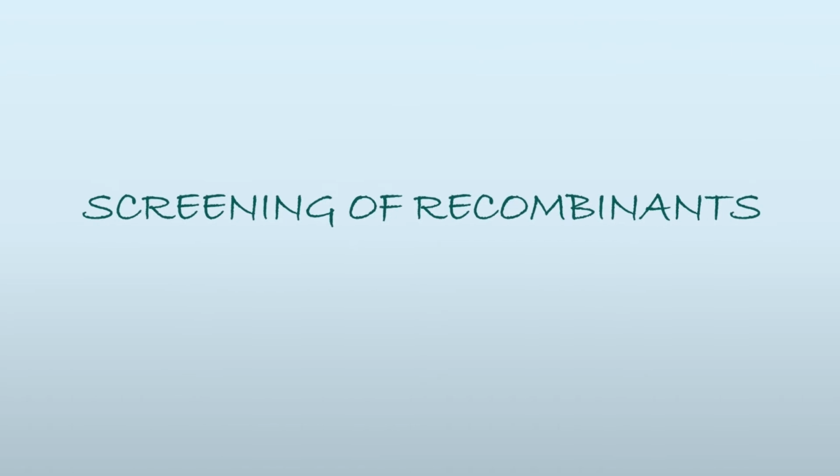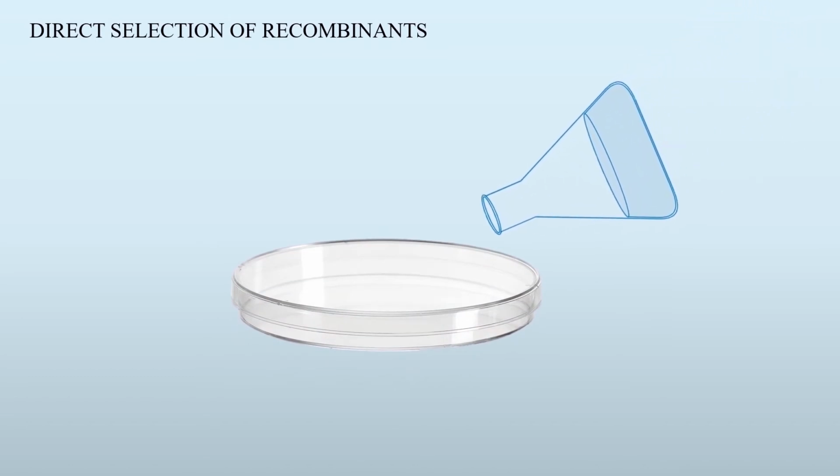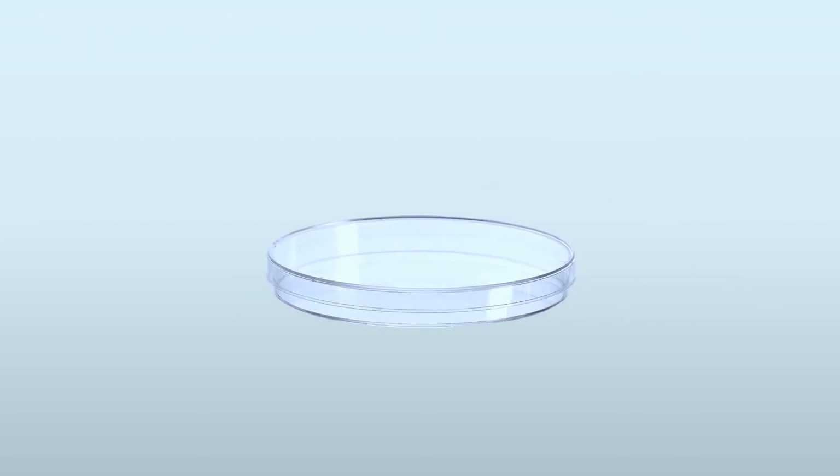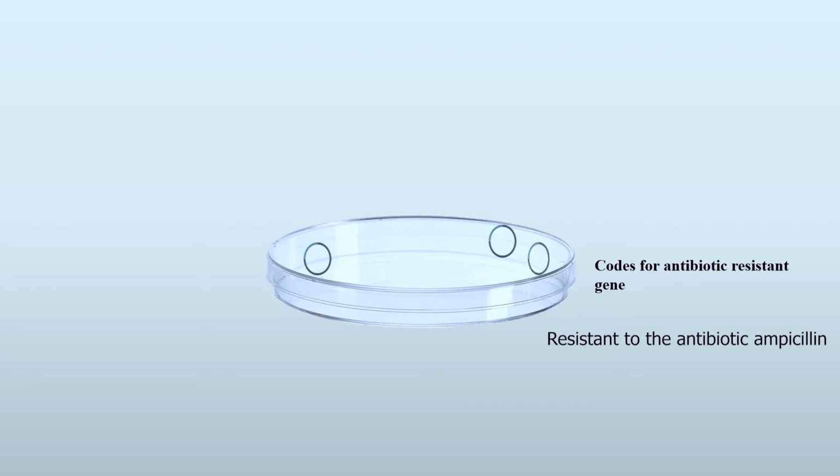Screening of recombinants. Direct selection of recombinants. The medium is prepared with ampicillin. The rDNA is transformed into the media containing ampicillin. The recombinants alone can grow in such a medium because the cloned DNA codes for resistance to the antibiotic ampicillin.